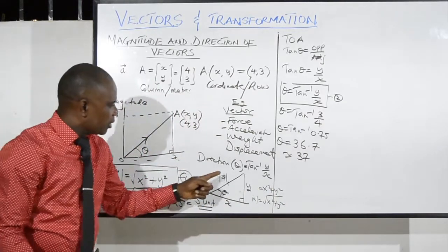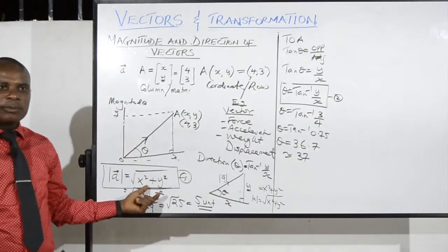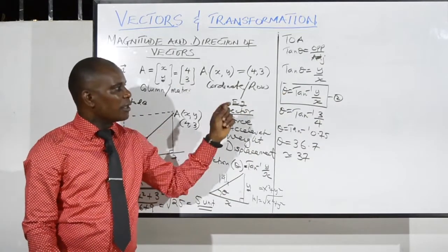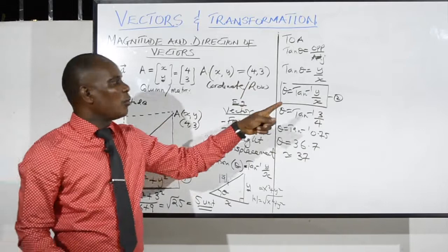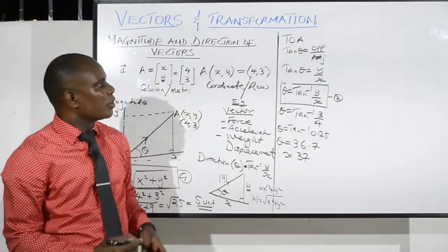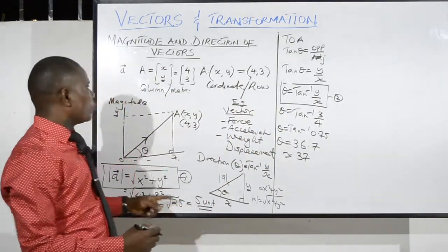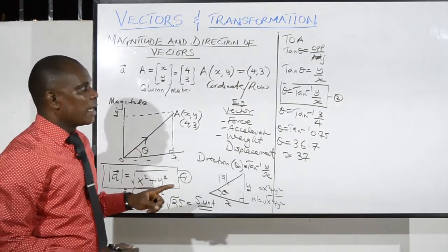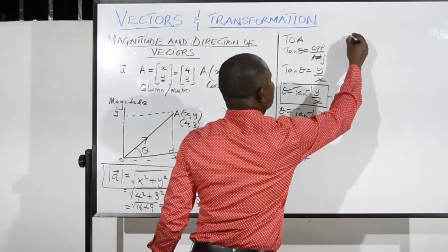So in other words, the magnitude is always given by the Pythagoras theorem, and the direction is always theta, the tan inverse of y over x, that is the trigonometric tan of that angle. So you look at these two. The next thing we want to look at is an example.